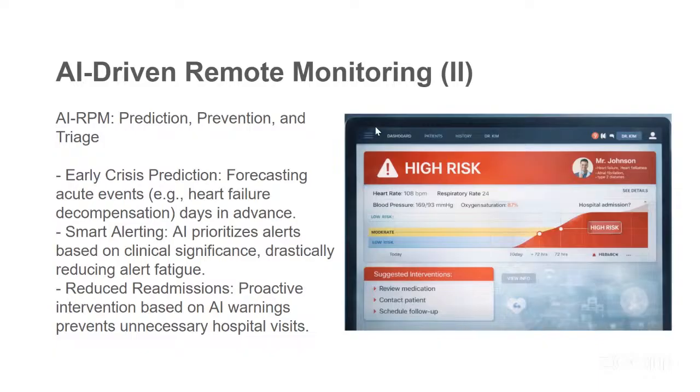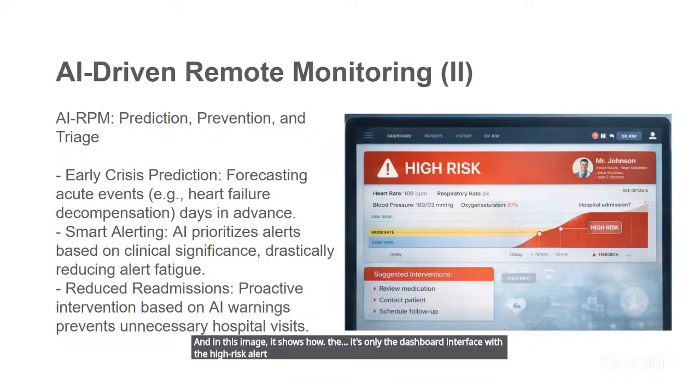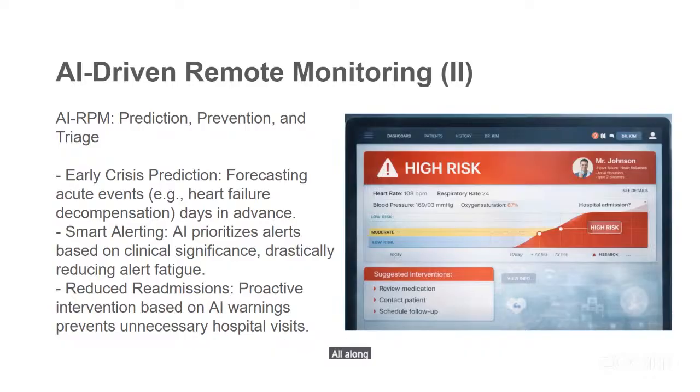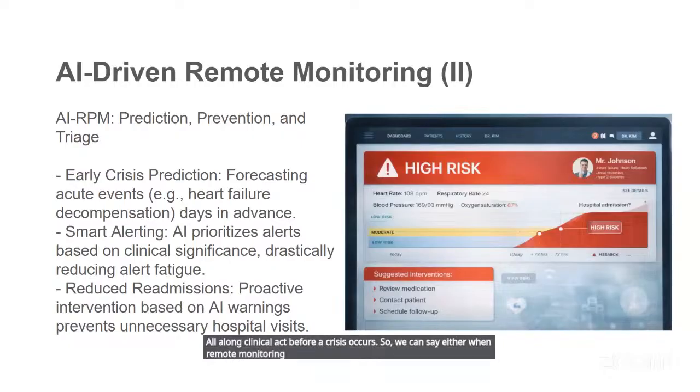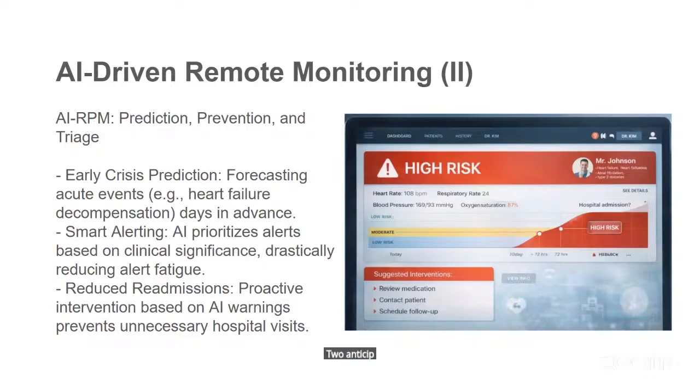And in this image, it shows how the dashboard interface displays a high-risk alert. It includes a predicted timeline for deterioration, allowing clinicians to act before a crisis occurs. So we can say AI-driven remote monitoring transforms care from reactive responses to anticipatory action. So the focus shifts from managing emergencies to preventing them.